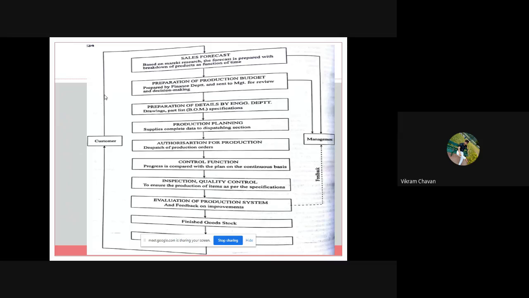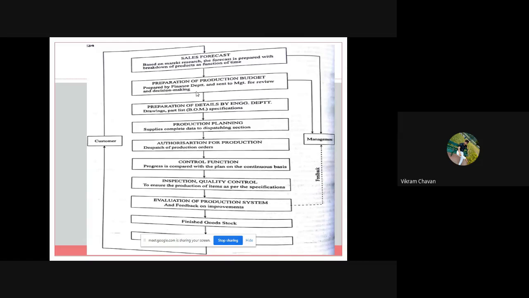We will consider this particular diagram to understand the function of each and every step. This is the block diagram, or the sequential diagram, for the production procedure. Everyone can see the details of the diagram. If not, then just zoom your screen so that you can see the complete details. So the first one is the sales forecasting.